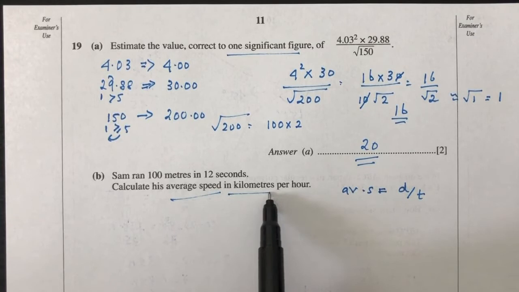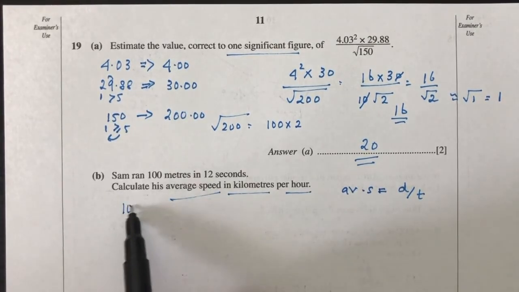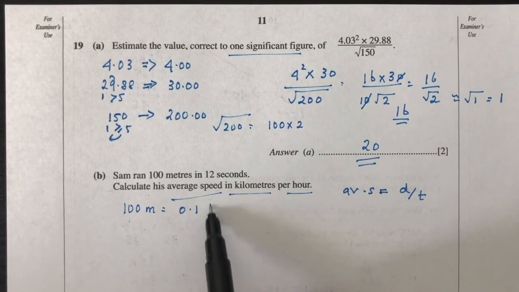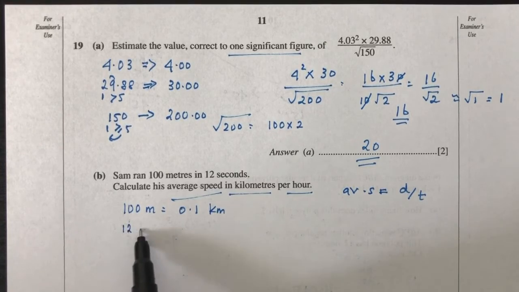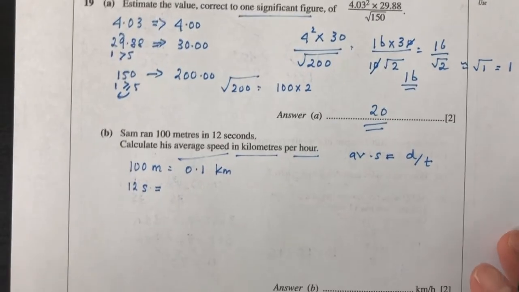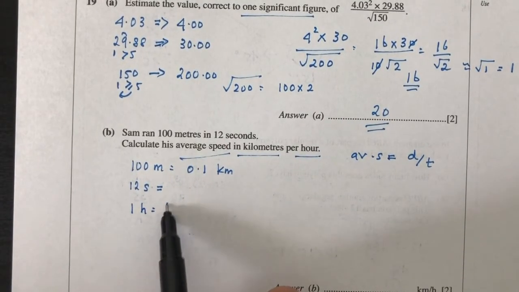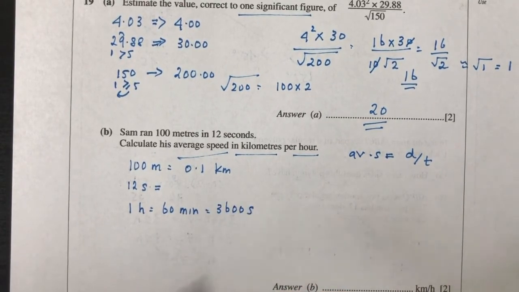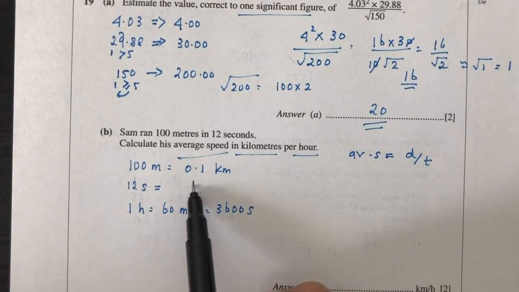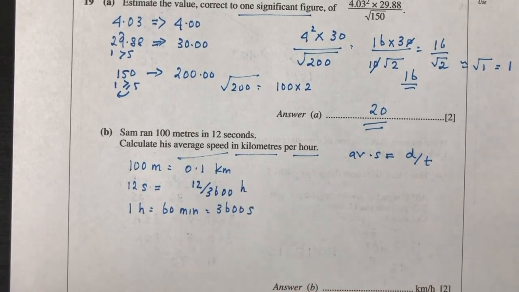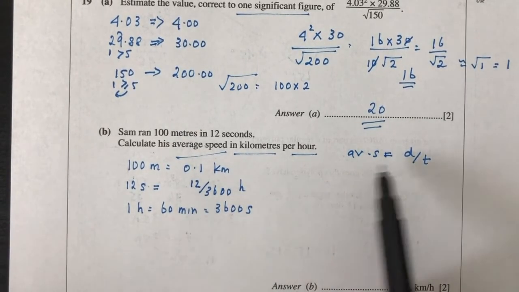So now we need kilometers per hour. To convert this, we know that 100 meters is equal to 0.1 km, right? And 12 seconds is how many hours? So let's find out. We know that 1 hour is equal to 60 minutes, which is equal to 3600 seconds. So 12 seconds is equal to 12 divided by 3600 hour. Yep. Now we have to replace back in this equation.